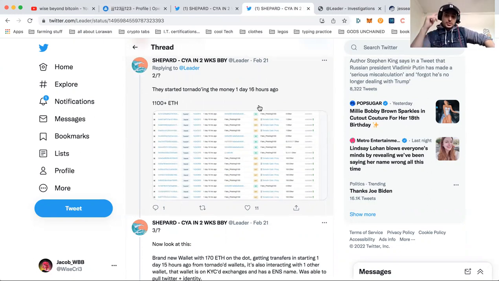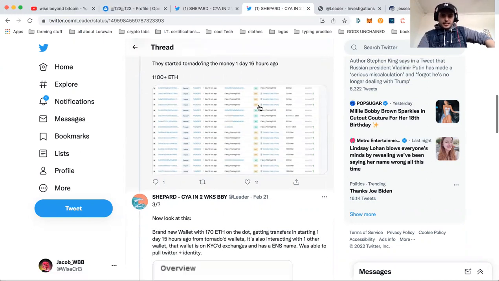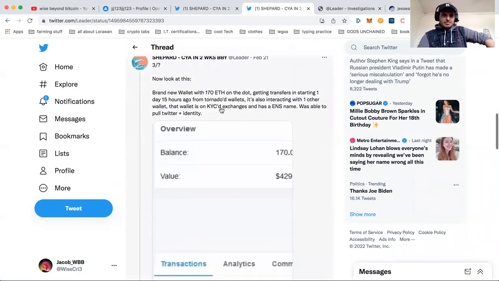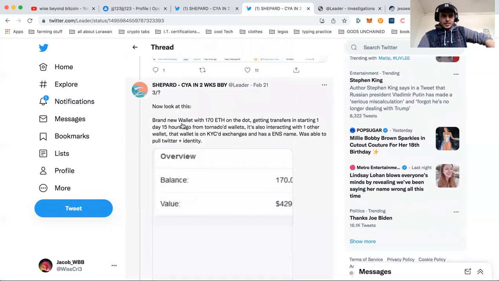And so this person does a couple of big brain things. If we look at this, the brand new wallet with 170 ETH is getting transfers starting 1 day and 15 hours ago from Tornado wallets. It's also interacting with another wallet that has a KYC exchange and an Ethereum Name Service. And so he was able to pull the Twitter identity of the attacker.